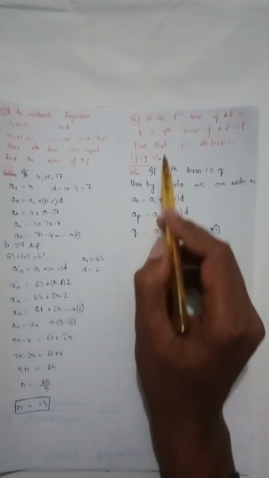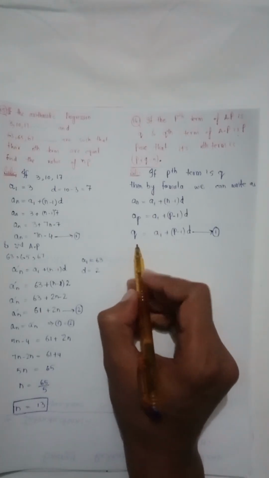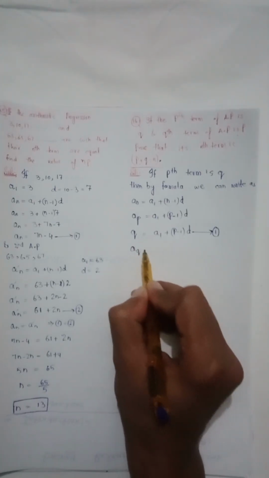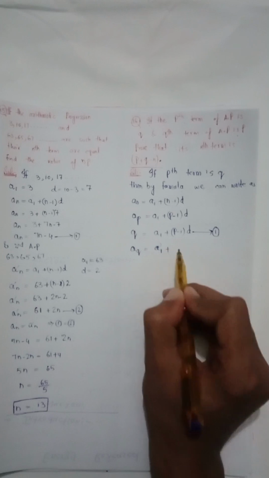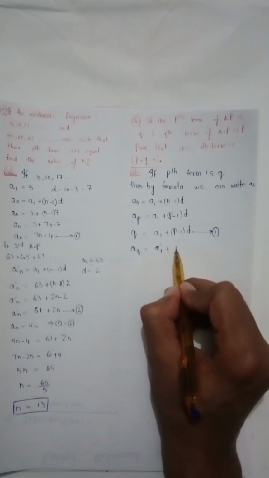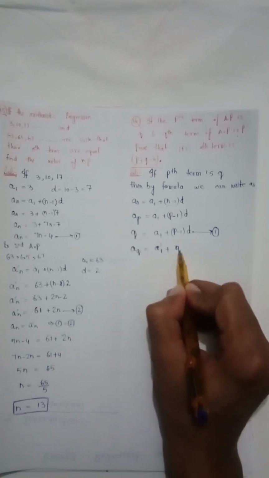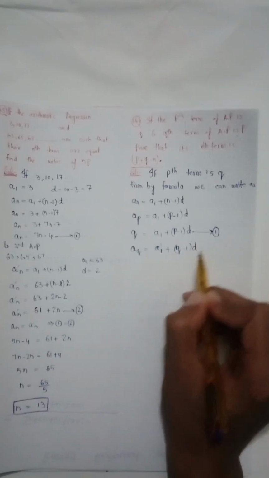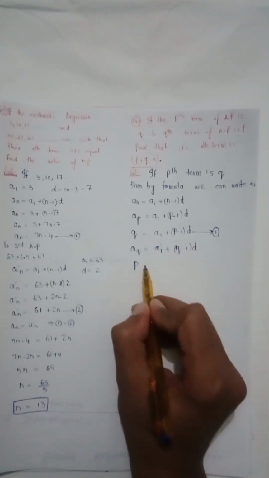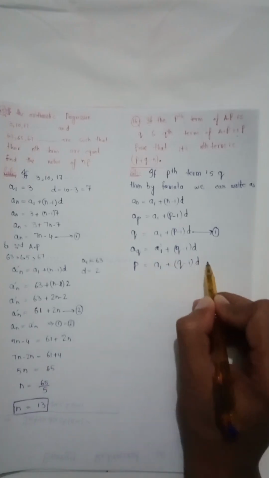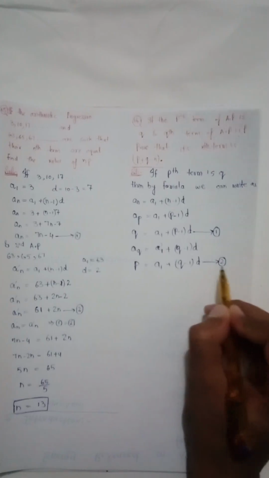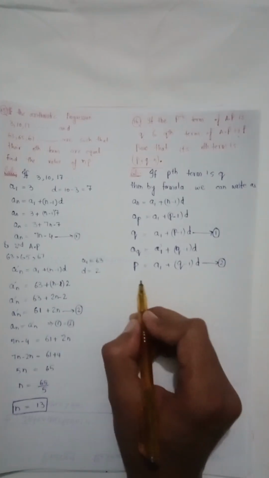So q equals a1 plus p minus 1 into d. This is our equation number 1, and the qth term of the arithmetic progression is a1 plus q minus 1 into d, and the qth term is p, so p equals a1 plus q minus 1 into d. This is equation number 2.